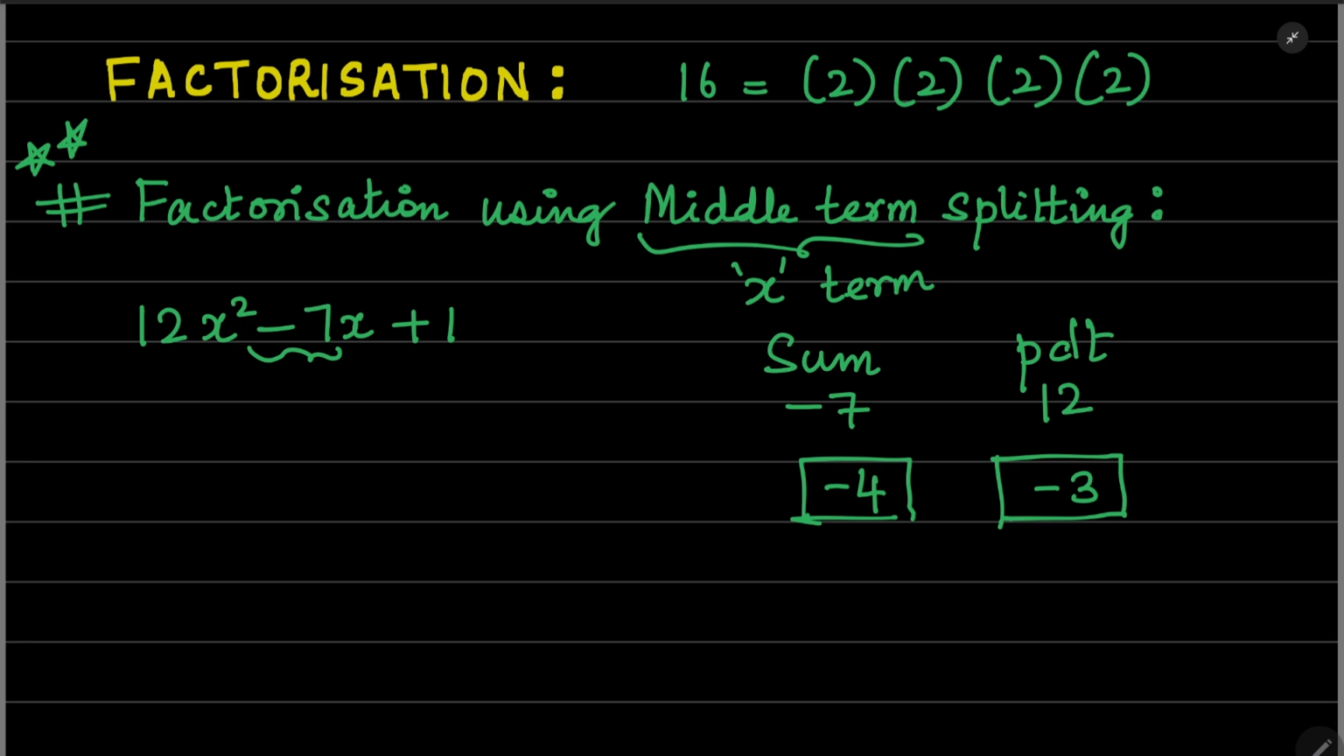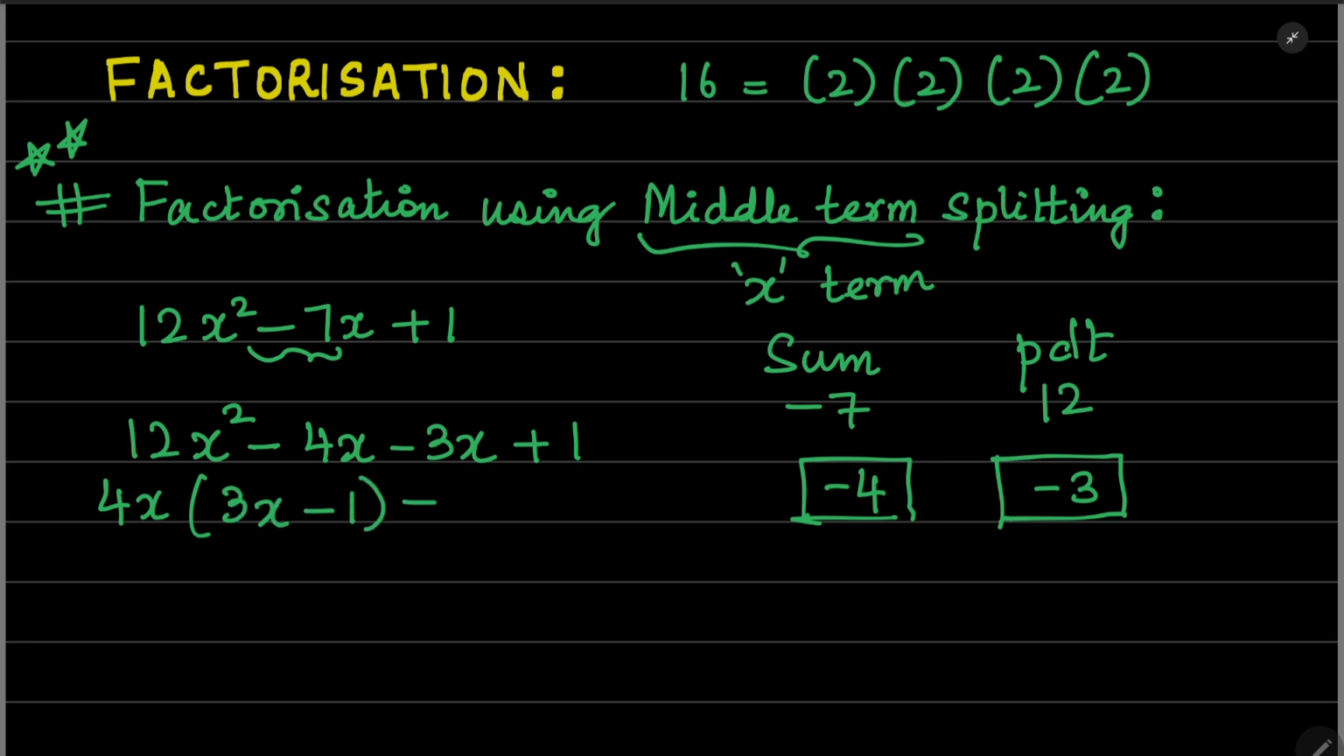Now let us split the middle term. So it will be 12x square, and you are splitting the middle term, minus 7x, as minus 4x minus 3x plus 1. Take 4x common from the first two terms. Inside you will have 3x minus 1. Again, you can take minus common out from the last two terms, and you will have 3x minus 1.